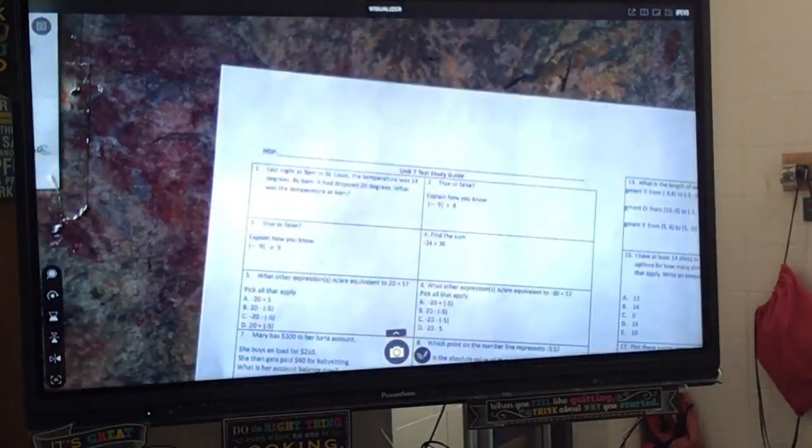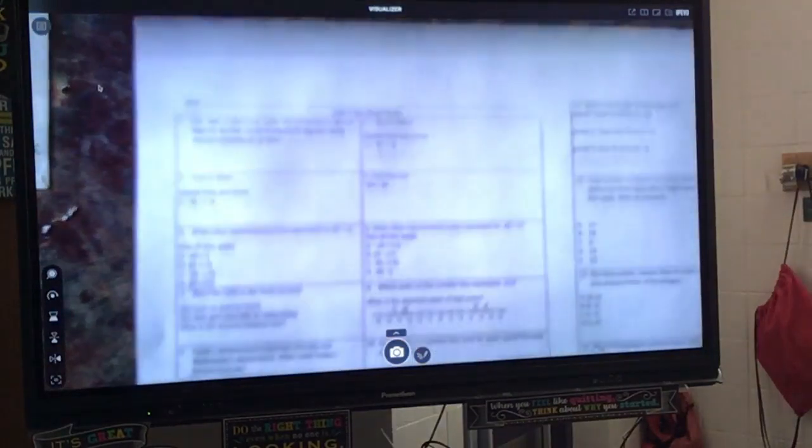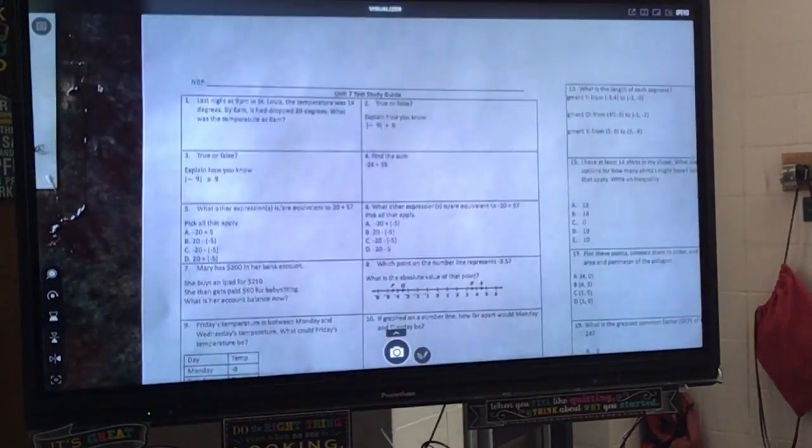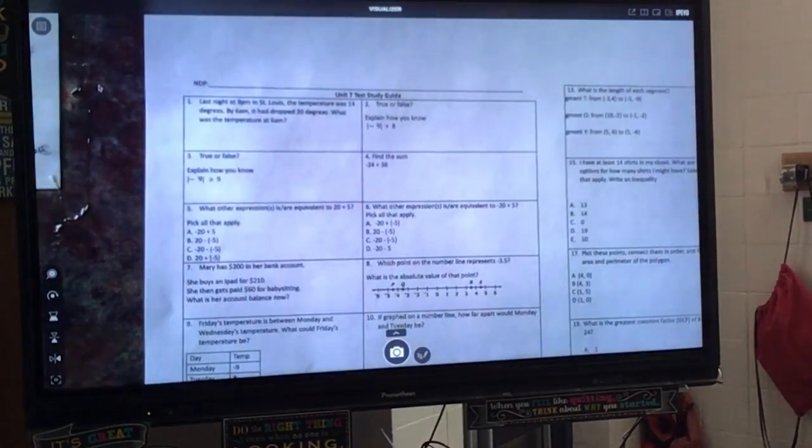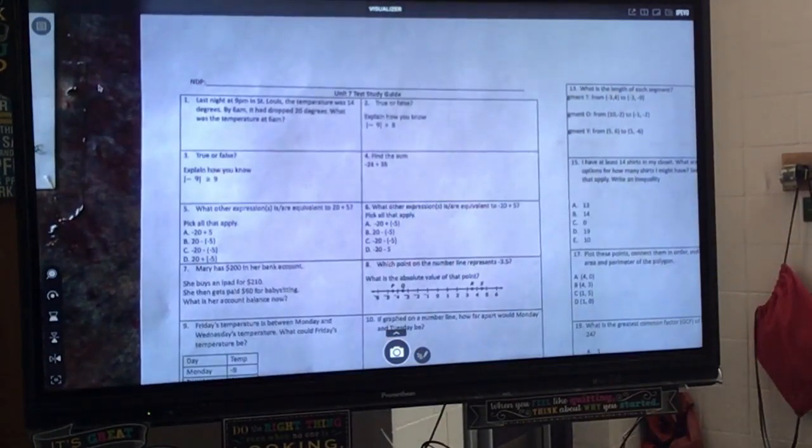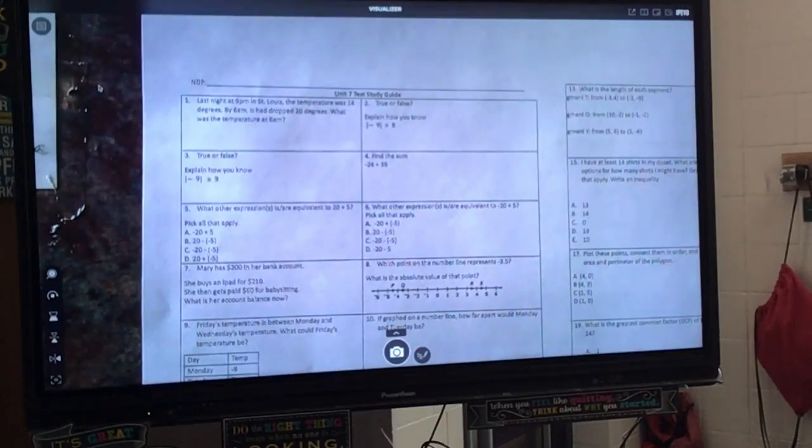Alright, let's go ahead and go through this then. For the most part, it shouldn't have been terribly hard. So please make sure that you have the right answers as we're going through. It says, last night at 9 p.m. in St. Louis, the temperature was 14 degrees. By 6 a.m. it had dropped 20 degrees. What was the temperature at 6 a.m.? And please make sure you show your work.